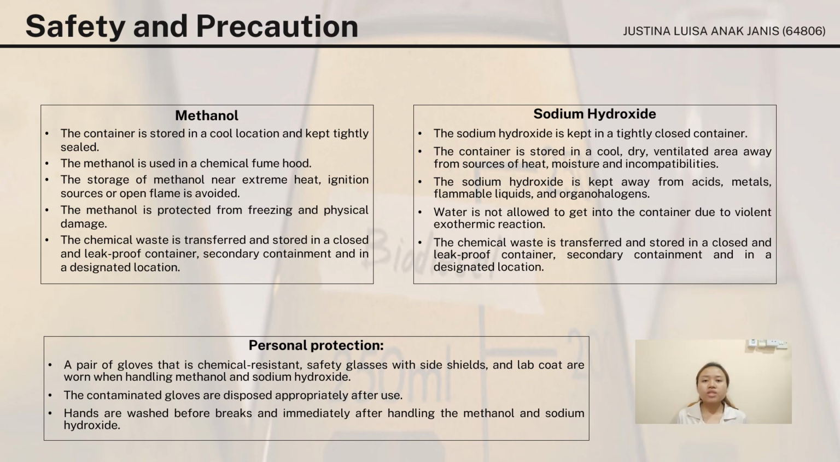As for personal protection, chemical-resistant gloves, safety glasses with side shields, and a lab coat are worn when handling the methanol and sodium hydroxide. Second, contaminated gloves are disposed of appropriately after use. And lastly, hands are washed before breaks and immediately after handling the methanol and sodium hydroxide.